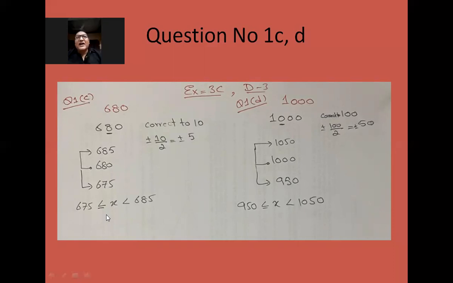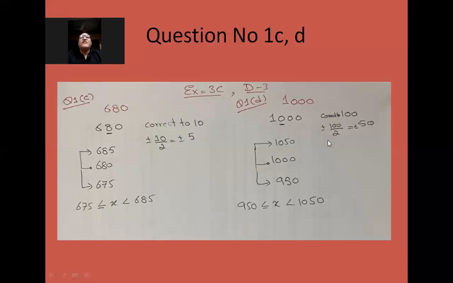The next part is question number 1, D part, and the number given to us is 1000. So here you can see this is 1000. So 1 is the first significant figure, and this 0 is the second significant figure. Now we will check what's the place value of this location. This location is, you see, unit, 10, 100. So this is 100 basically. The value of that location is 100. So this is correct to 100.